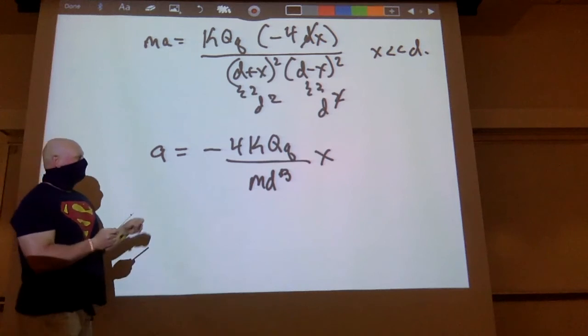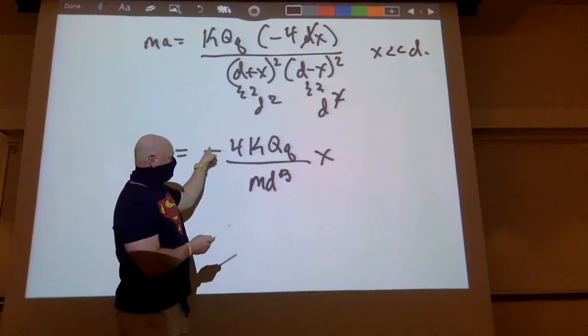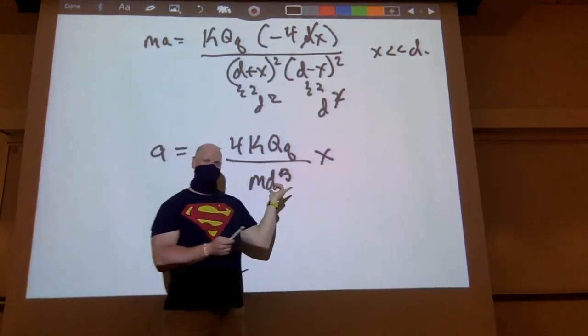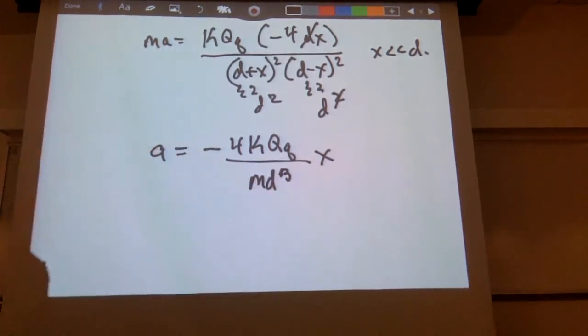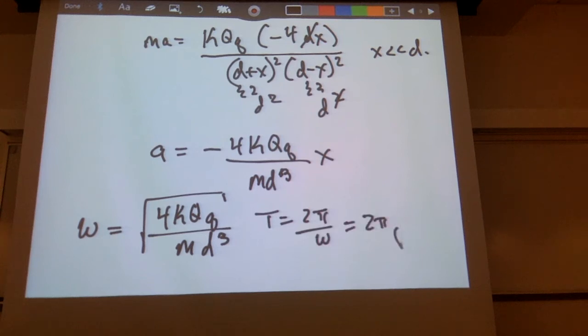So remember, as we said last test, once we have the acceleration, whatever shows up behind the negative sign and in front of the x is the angular frequency squared by definition. So this says that our angular frequency is simply equal to the square root of 4 times K times Q divided by m d cubed. We then know our period is equal to 2 pi divided by the angular frequency. So it's going to be 2 pi times the square root of m d cubed divided by 4 k Q.